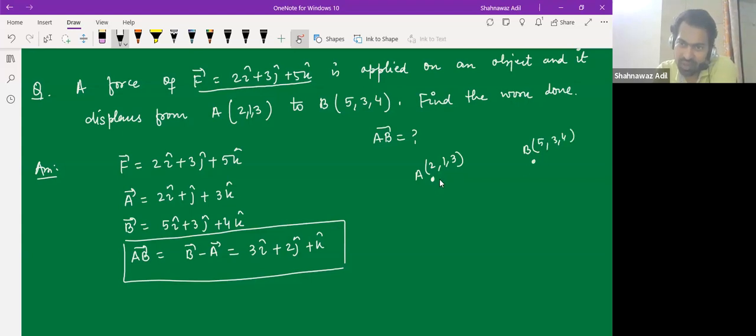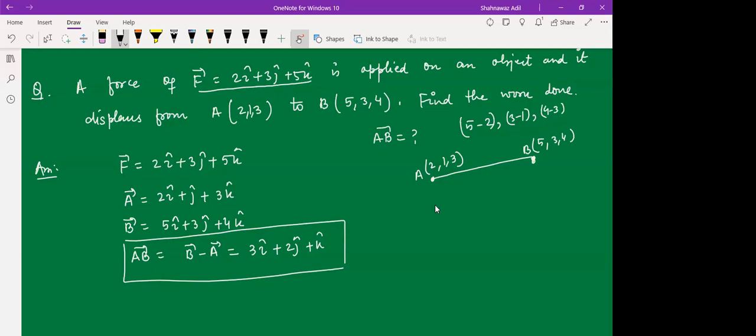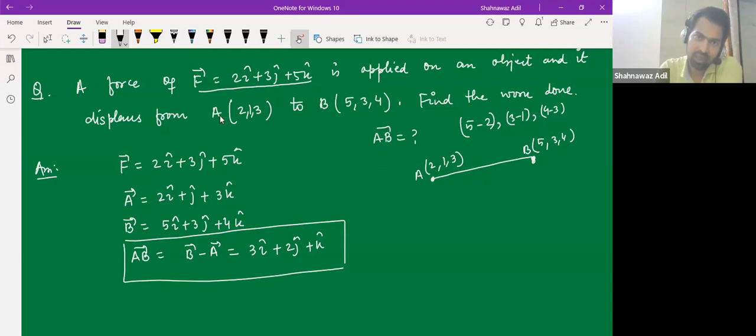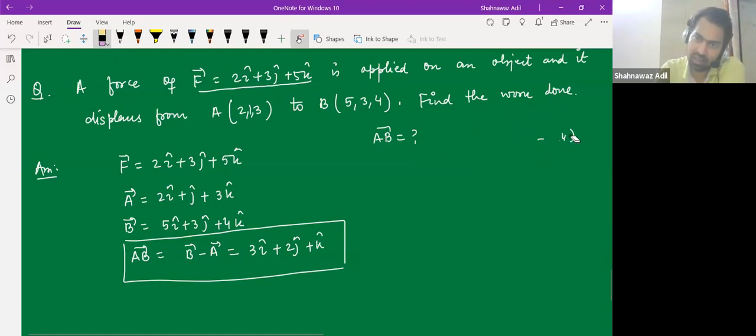So if I want to calculate the separation, the separation coordinate would be 5 minus 2, then 3 minus 1, and then 4 minus 3. Is this part clear? Yes, sir. Or we can write this as x2 minus x1, y2 minus y1, and z2 minus z1. We can understand it like that.